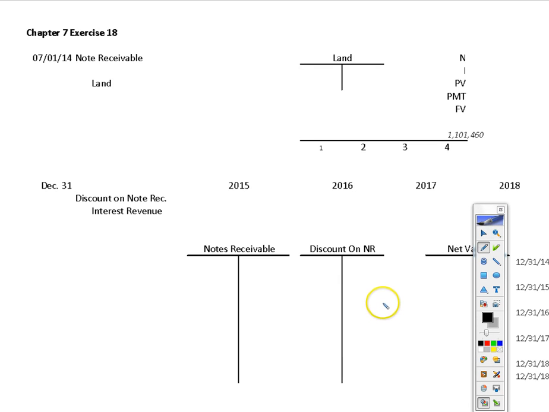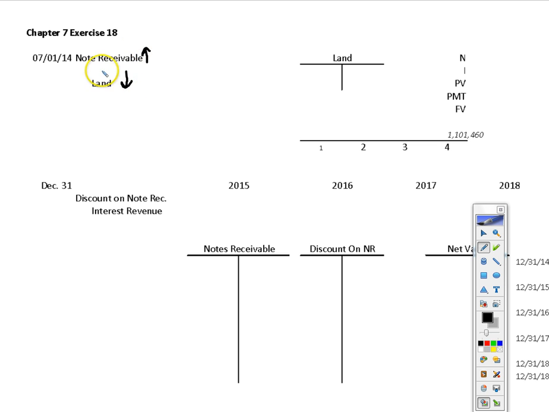Exercise 18 out of Chapter 7 is a little more complicated. Let's take a look at it. It has the company sells land, so in general we know land's going to go down, and in exchange they receive a note. So it seems pretty straightforward. However, we've got to come up with some values for these items.